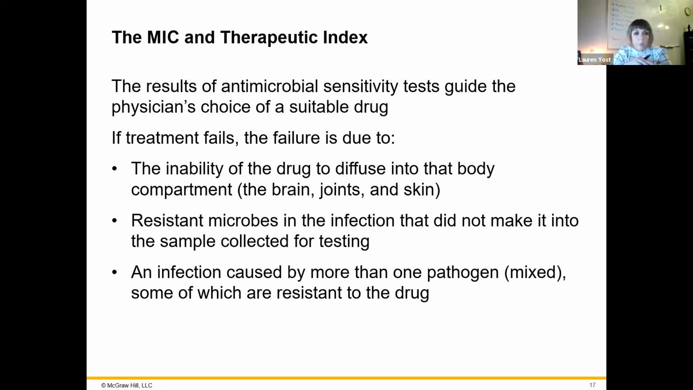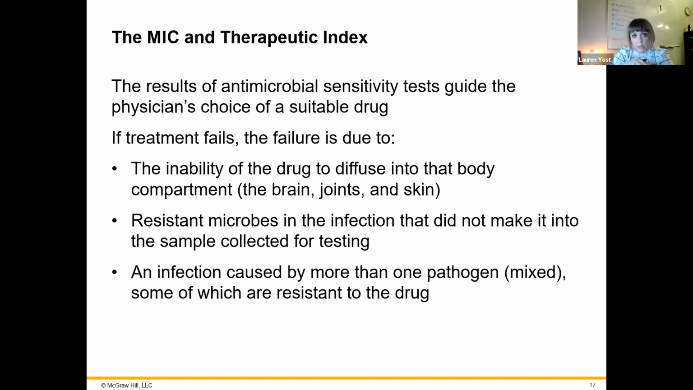Okay, so we want to find our suitable drug, but what if you treat your patient and it doesn't work and you do these tests that I just showed you? So that could mean that the drug is unable to diffuse into that body compartment for whatever reason, not getting enough blood flow, whatever it is. Can't cross the blood-brain barrier, whatever. It could be that there are resistant microbes in the infection that, whenever you did your Kirby-Bauer test, weren't one of the chosen ones to grow on the plate, or didn't actually see that antibiotic on the plate. So that's a possibility, unfortunately, if you didn't pick up the ones that are resistant.